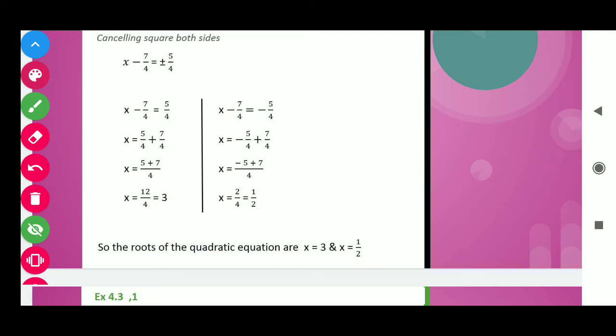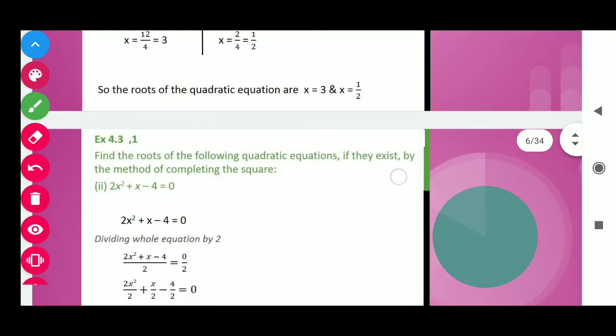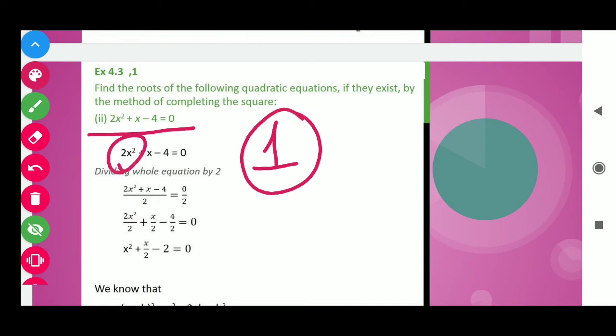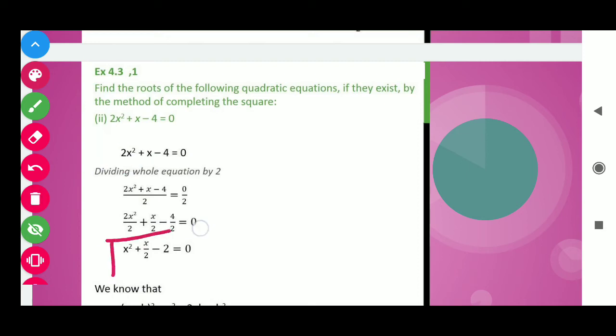Here we have the second part of the same question. You can see second part is 2x squared plus x minus 4 is equals to 0. हमें सेम वर्किंग रूल फॉलो करना है. First step is make the coefficient of x squared unity. So students, you have to divide with 2 the complete equation. In this way you will get 2x squared over 2 plus x over 2 minus 4 over 2 is equals to 0 over 2. Again we get 0. In this way you will get this equation.